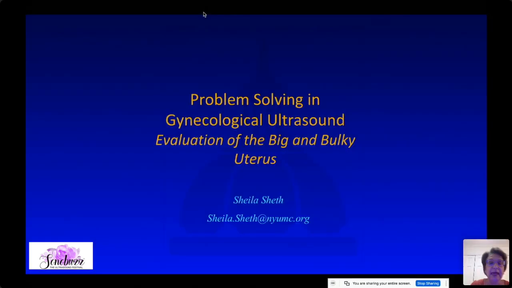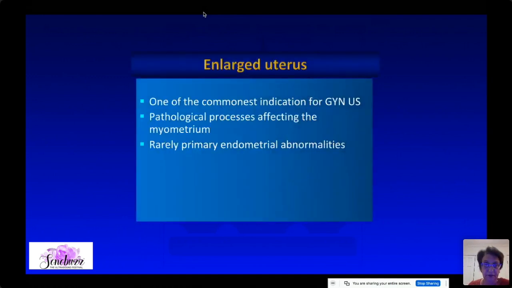And so here, we're going to talk about evaluation of the big and bulky uterus. An enlarged uterus is really one of the most common indications for gynecologic ultrasound. What we'll do in this case is really focus on pathological processes that affect the myometrium, because primary endometrial abnormalities rarely present. They may present with vaginal bleeding, but they rarely present with an enlarged uterus on physical examination.